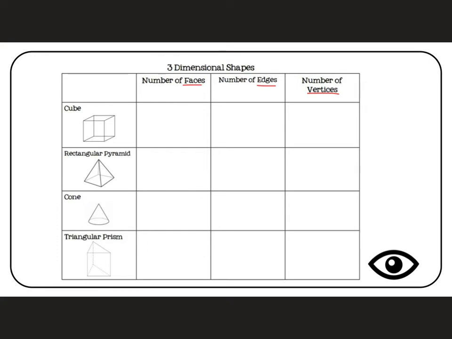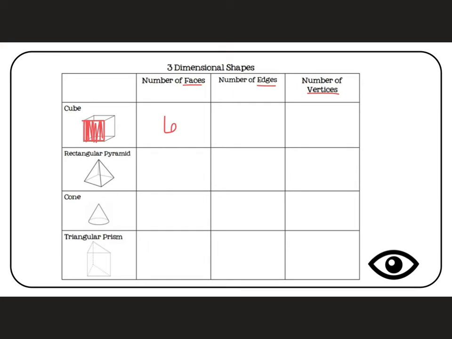A face of a three-dimensional shape is one side. So if we look at this cube, if I color in one face, it would look like this. Now, if you think of a dice that you would roll, you could get a 1, 2, 3, 4, 5, 6, because there are 6 faces on a dice.